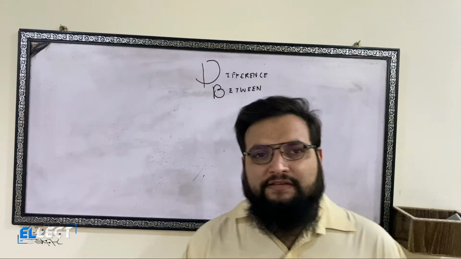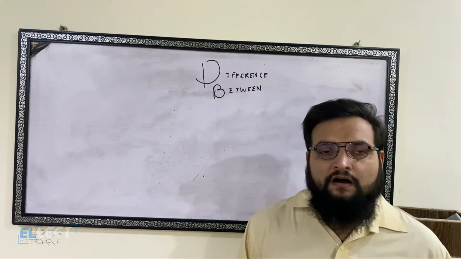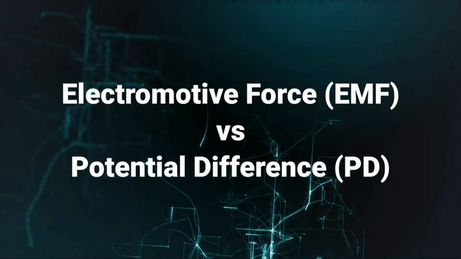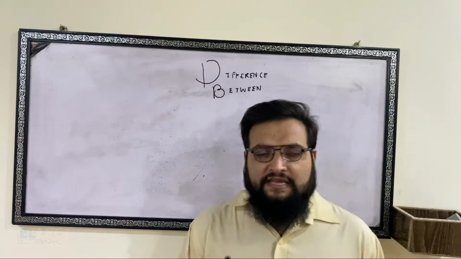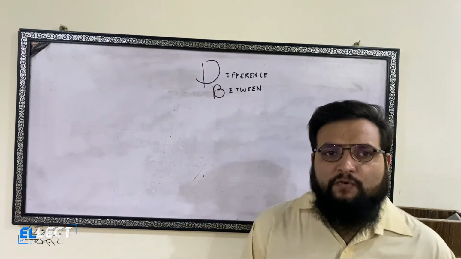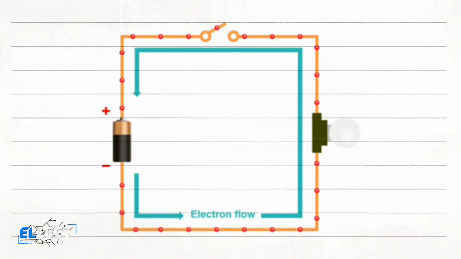Let's start with the very first versus, that is EMF versus potential difference. EMF, electromotive force, is defined as the maximum potential difference between two electrodes in the cell. The condition is that no current flows through it. It means that the circuit must be an open circuit.